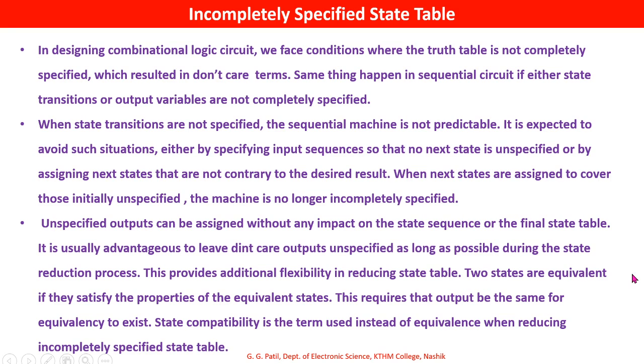If two states are equivalent, they satisfy the property of equivalent states. This requires the output to be the same for equivalency to exist, as we know. The term state compatibility is used instead of equivalence when reducing an incompletely specified state table. That is important: the state compatibility term has to be used instead of state equivalency when reducing an incompletely specified state table.